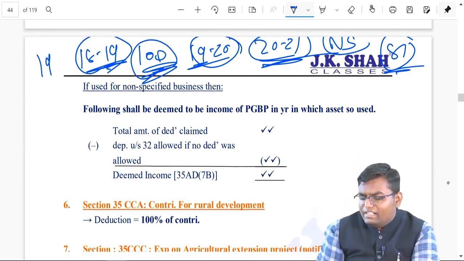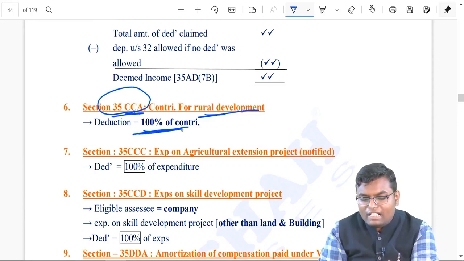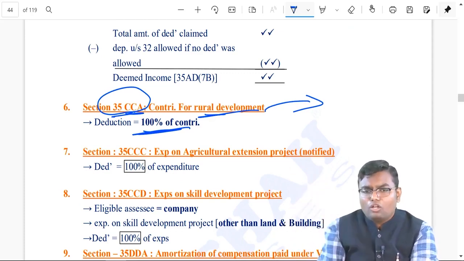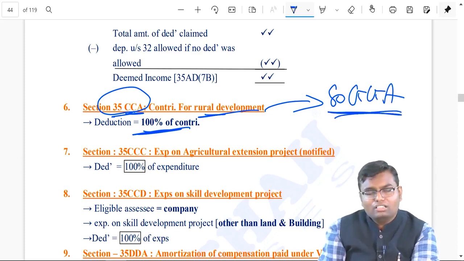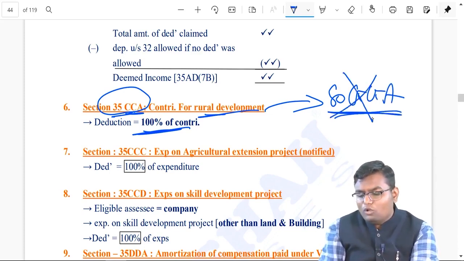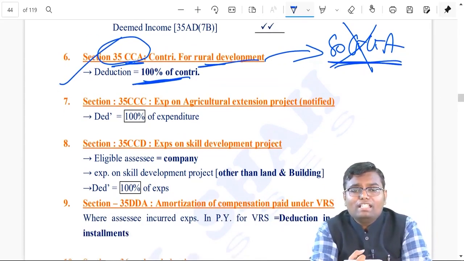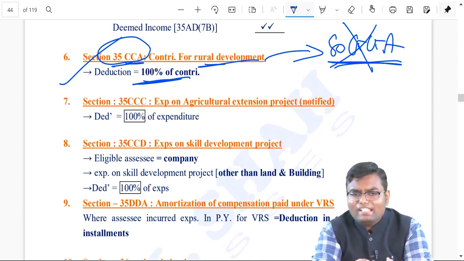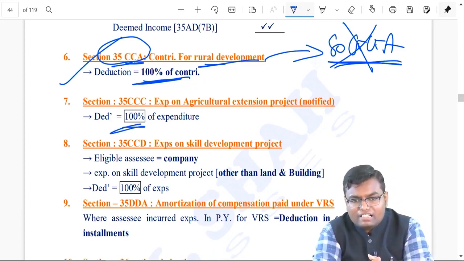If you are making any contribution for rural development, for section 35CCA, you will get 100% deduction. Remember, for the person who is not having PGBP income, if they made the donation for rural development under 80GGA, they will get 100% deduction. For a PGBP person, 80GGA doesn't apply because they get 35CCA. Similarly, if you are giving any contribution for your agricultural extension project and you are doing any expenditure, you will get 100% of the capital and revenue expense as a deduction.